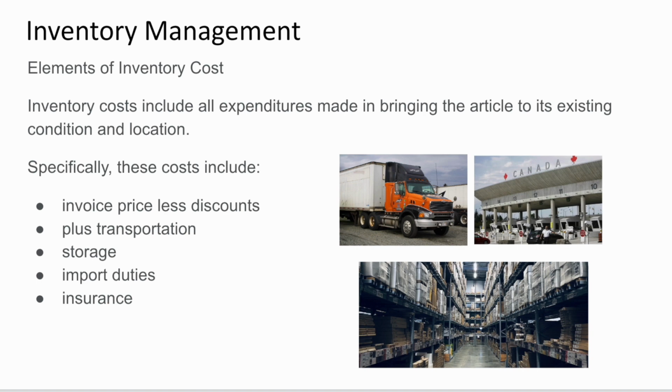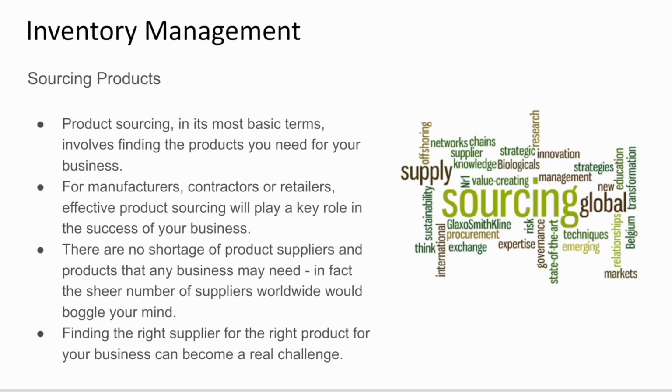We've got to consider transportation costs that get built into the cost of the inventory. Storage cost gets built into the cost of inventory. Import duties get costed into the inventory, and insurance has to get costed into the inventory cost. In terms of sourcing, products come from many sources. We can buy products from abroad, from manufacturers, from other suppliers. For manufacturers, contractors, and retailers, effective product sourcing is going to be key to success in business.